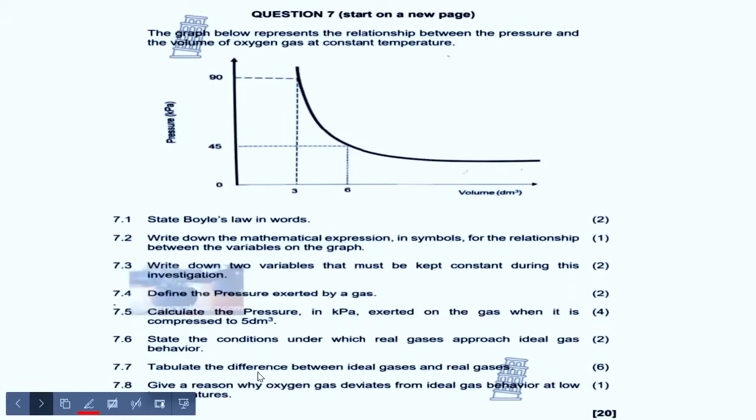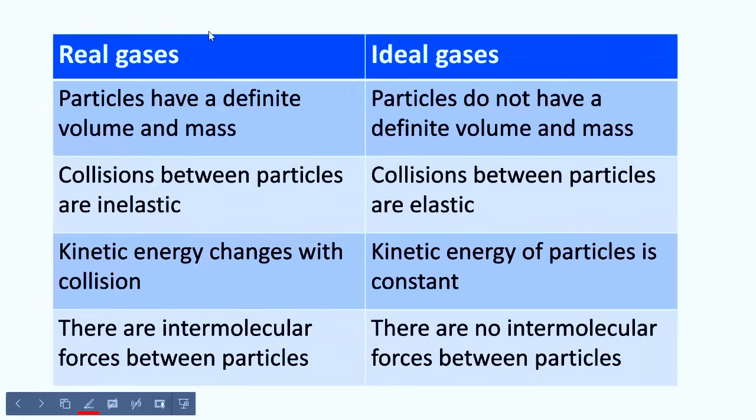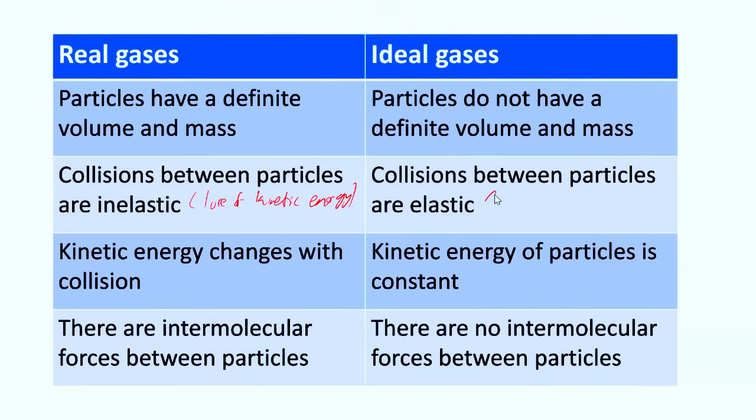7.7 says tabulate the difference between ideal gases and real gases, right? So we're just going to go ahead and tabulate that. Guys, make sure you know this table, study this table here. For real gases, particles have a definite volume and mass, but with ideal gases, particles do not have a definite volume and mass. Then for real gases, collisions between particles are inelastic, right? So that means there is loss of kinetic energy in this one. But here collisions are elastic, so that means no loss of kinetic energy.